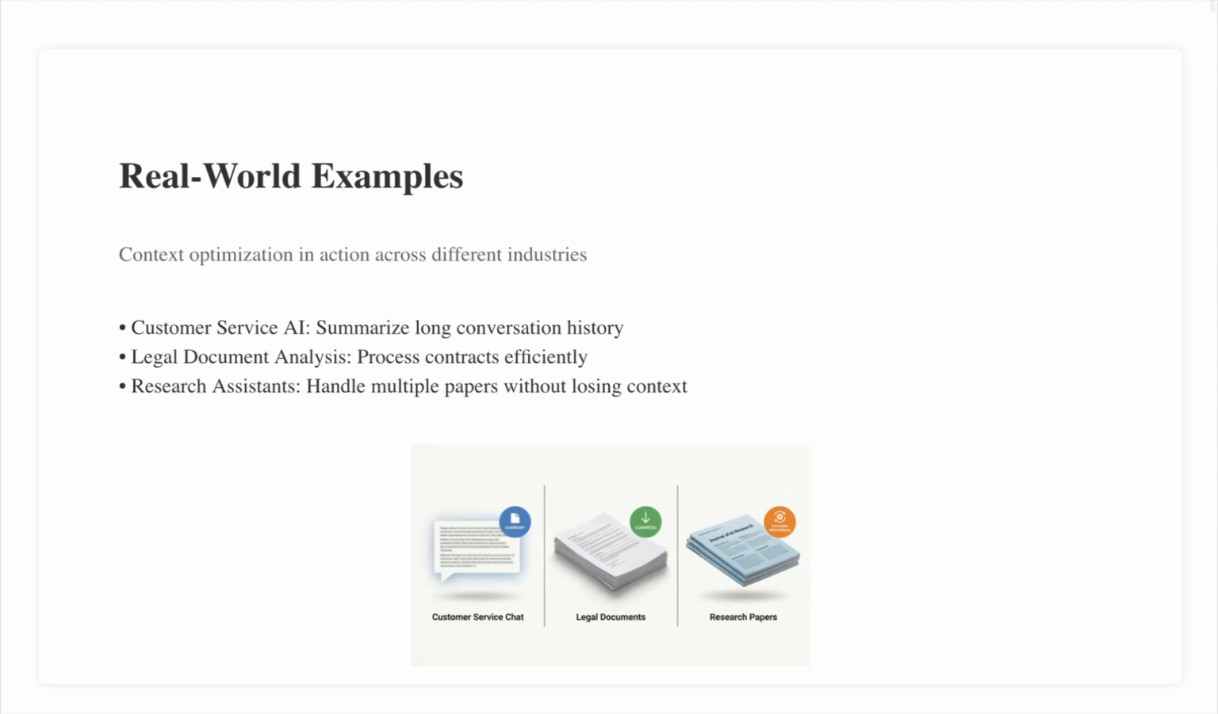Third, research assistance. When scientists read multiple papers, the AI can handle all of them without losing context. It's like having a smart notebook that organizes everything for you. These examples show how context optimization makes AI more practical and useful in everyday situations. We'll wrap up with key takeaways on the next slide.